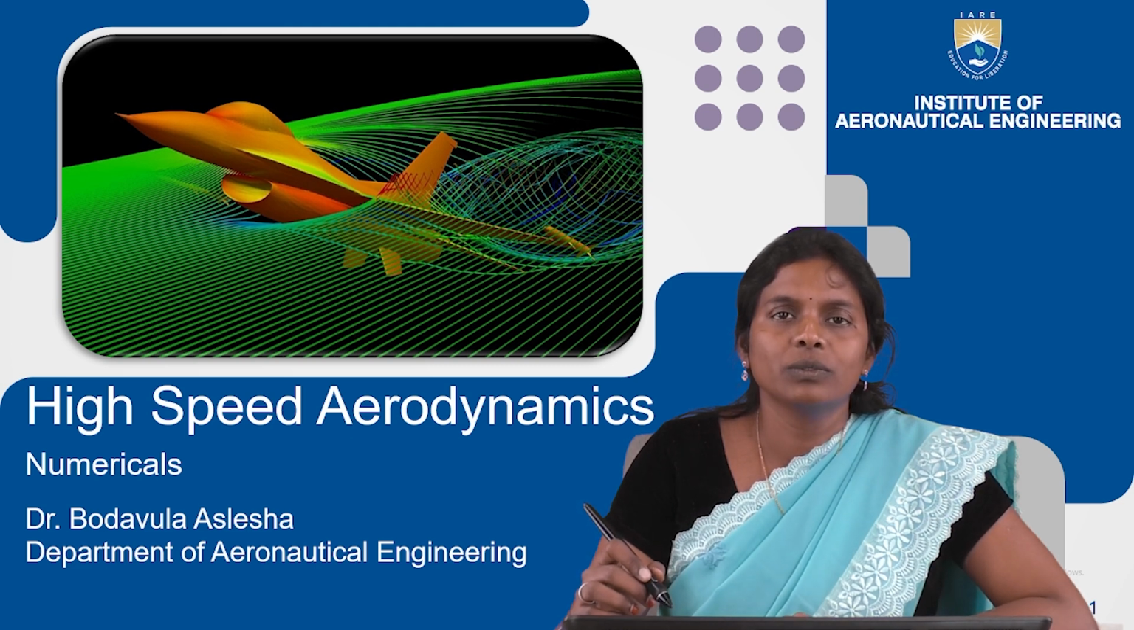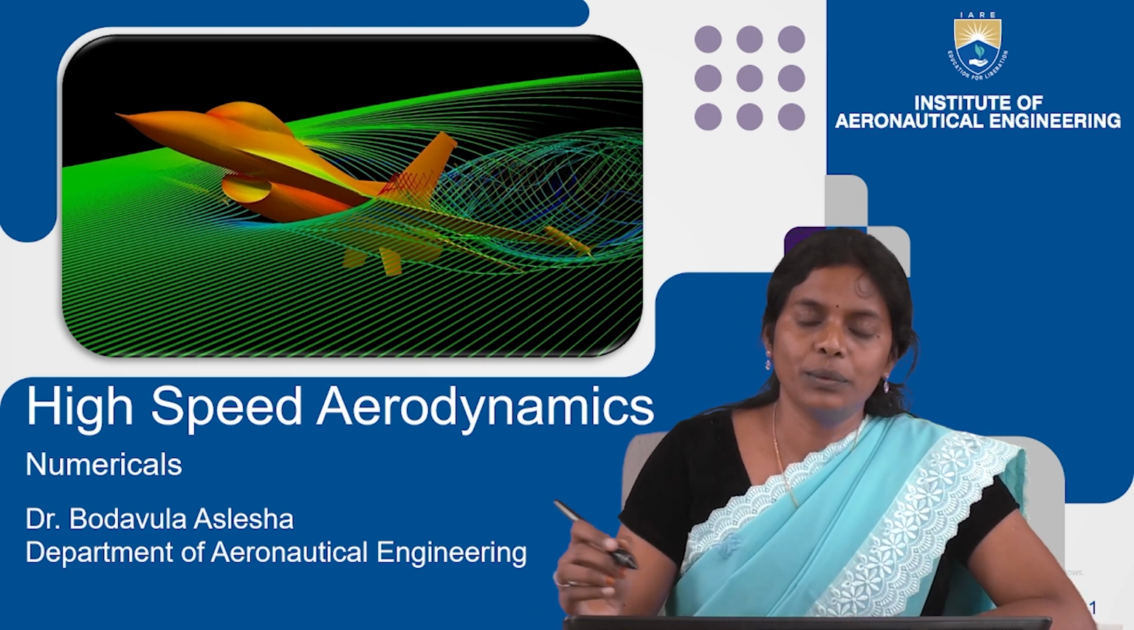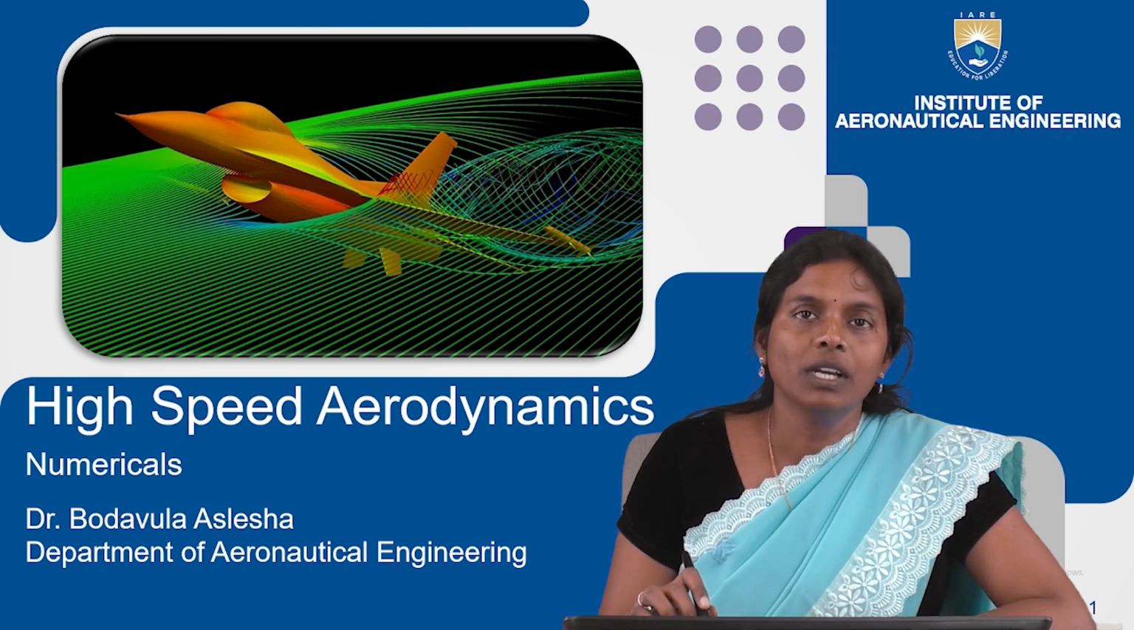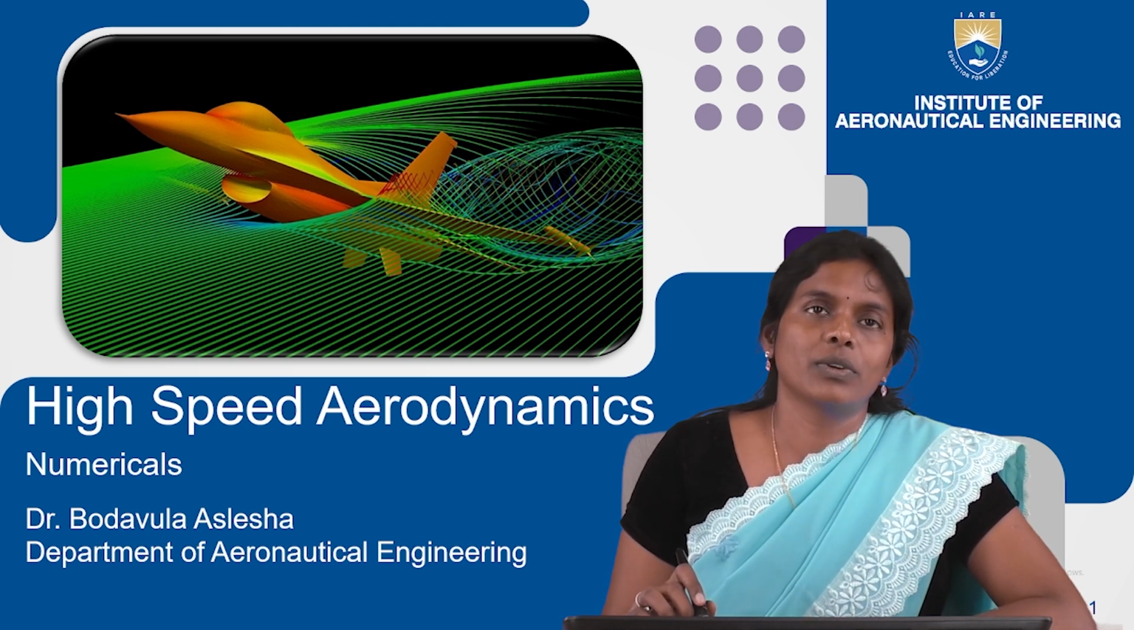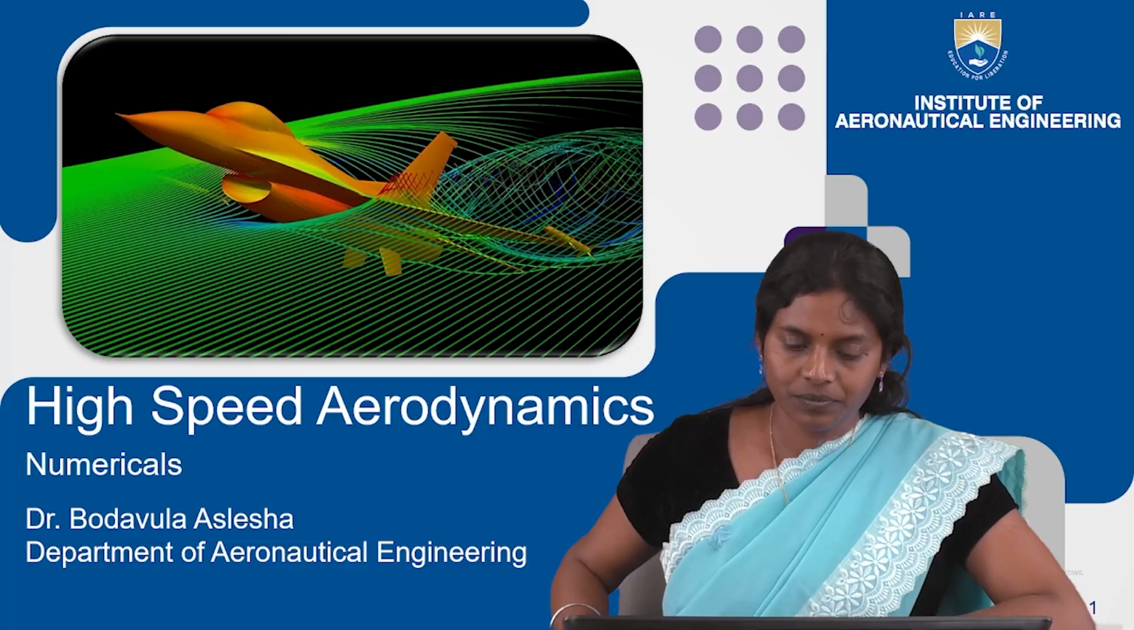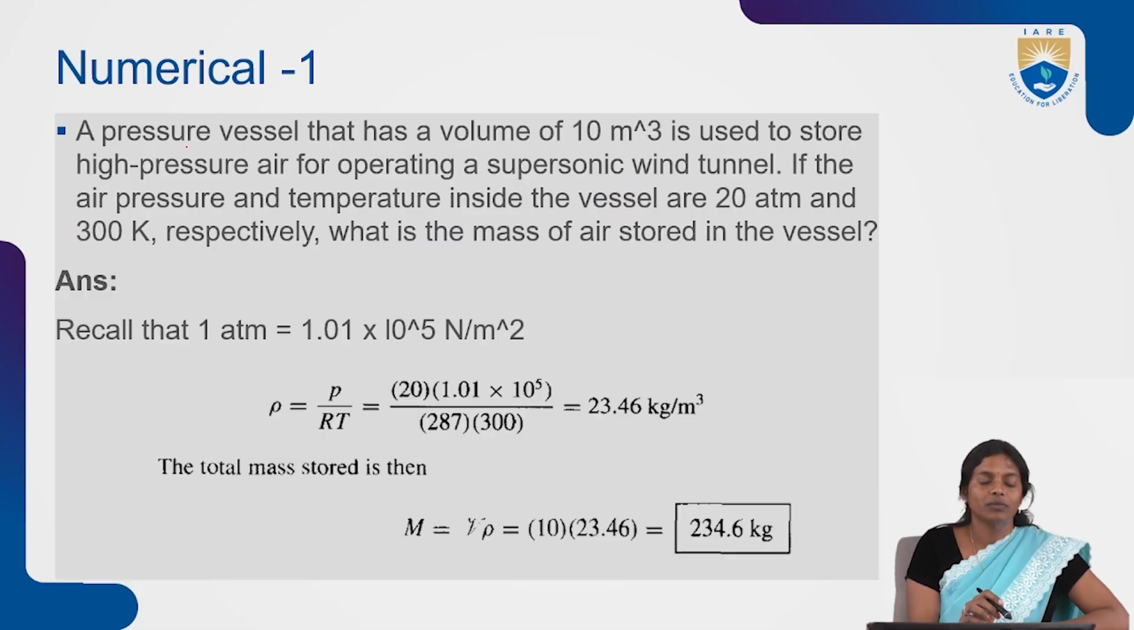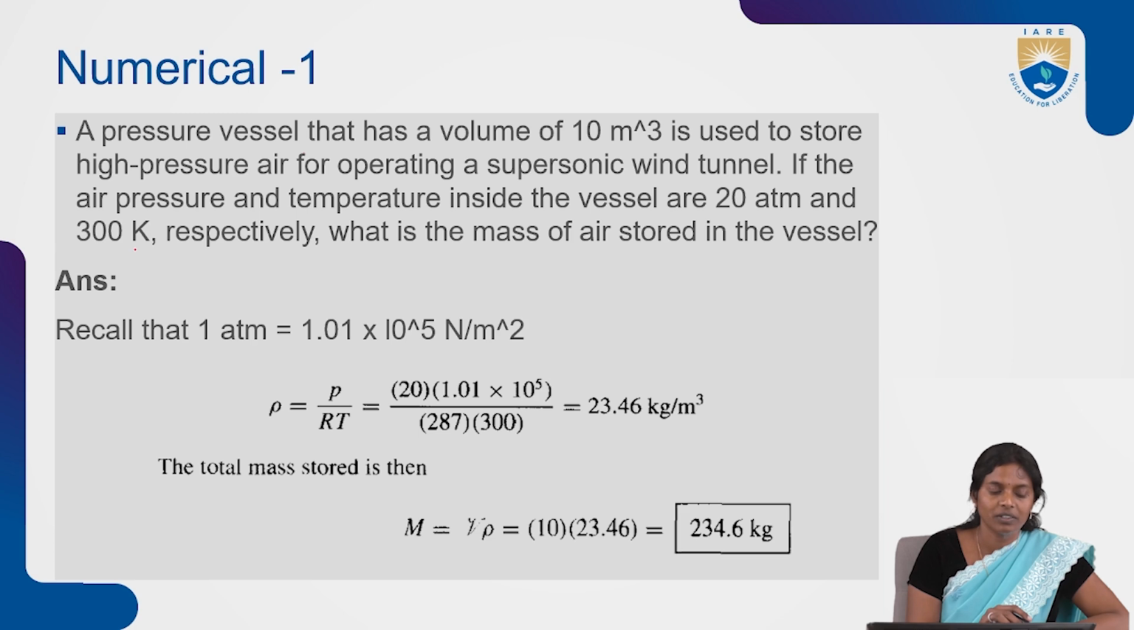So, in the course of high-speed aerodynamics, in today's session, we are going to discuss some of the numericals from the first unit. Consider for numerical one, a pressure vessel that has a volume of 10 meter cube is used to store high pressure air for operating a supersonic wind tunnel. The air pressure and temperature inside the vessel are 20 atmosphere and 300 Kelvin respectively. What is the mass of air stored inside the vessel?